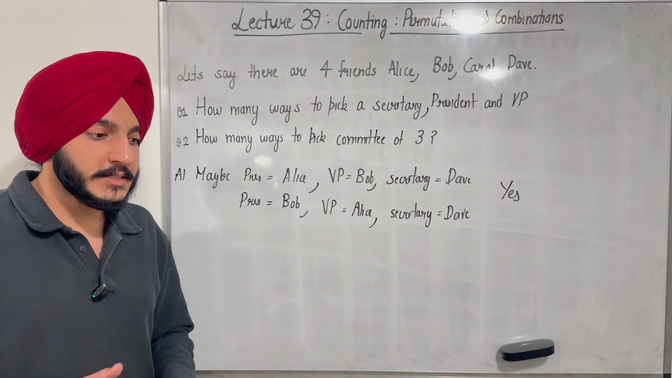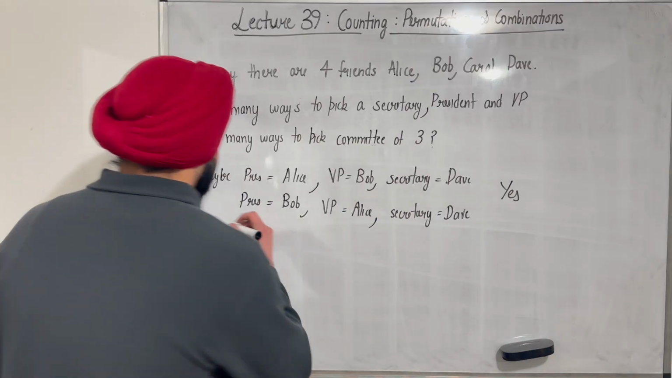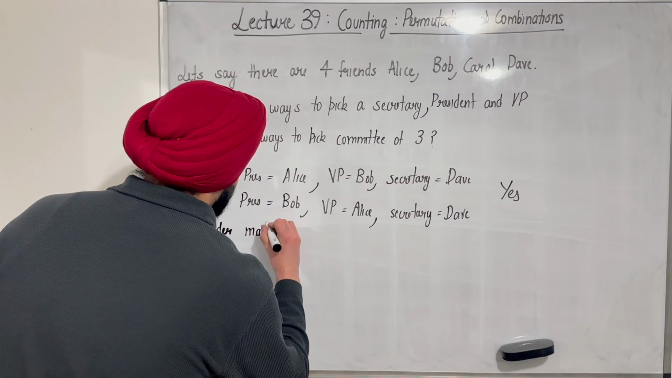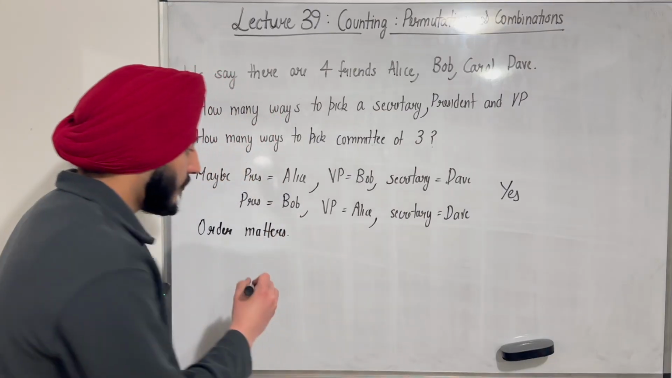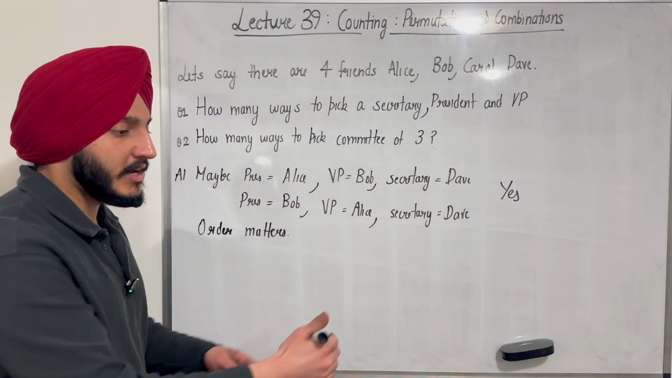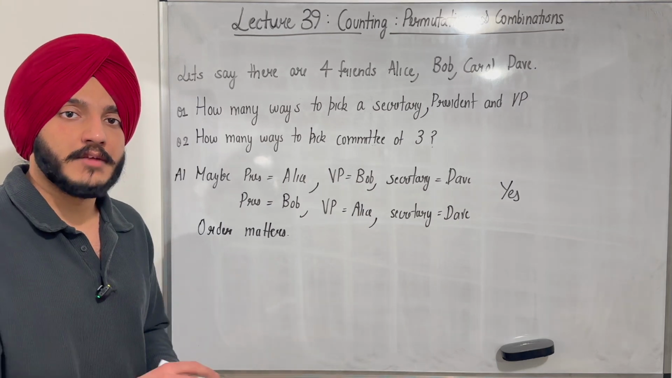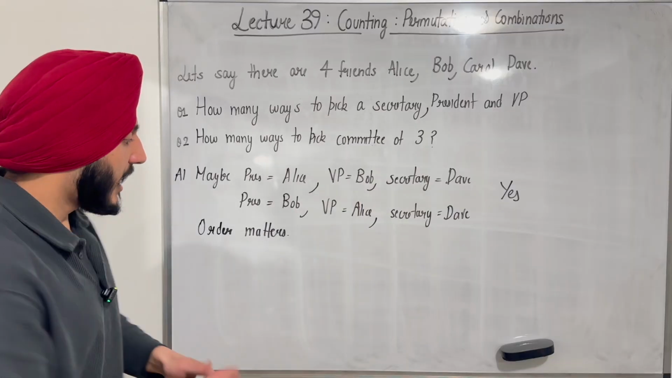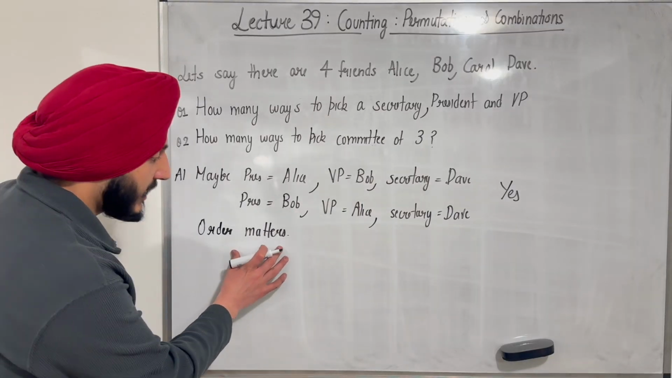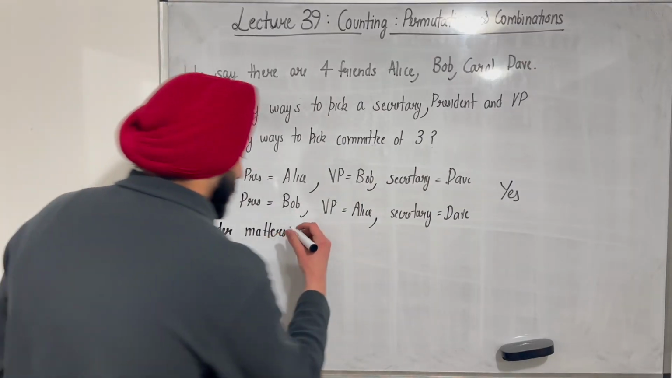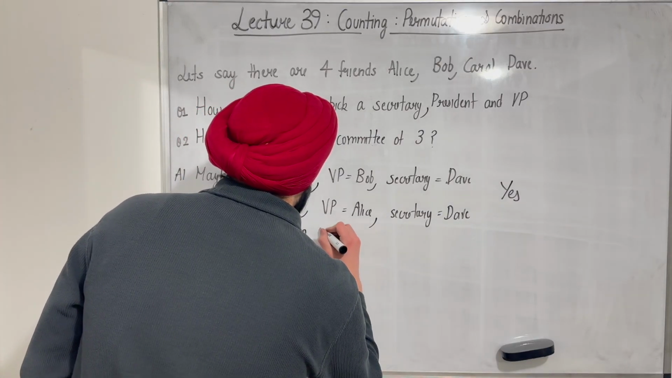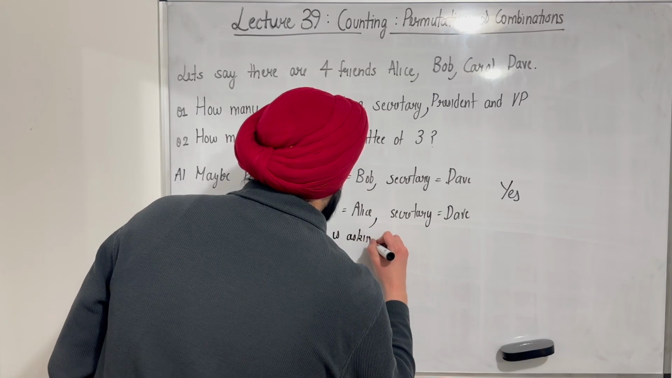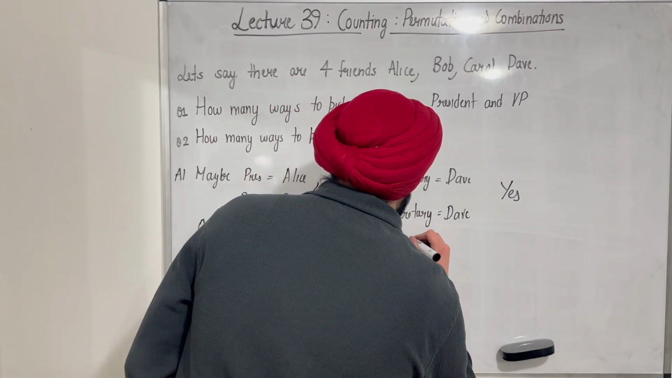So my idea is, think about this, right? In this case, the order matters. So the point is that if I interchange them, or if I change the arrangement, that matters, right? That would lead into a different way of picking up the secretary, president, and VP. And whenever the order matters, right, that's when we call it a permutation. So question 1 is asking about permutation.